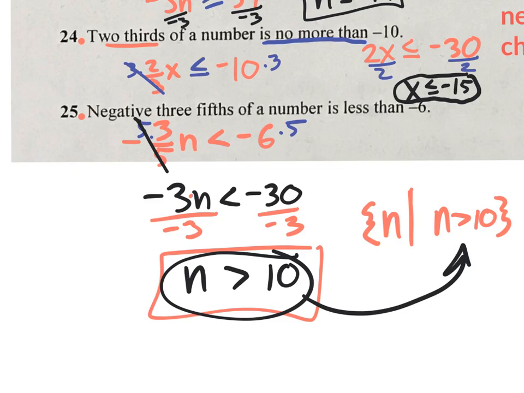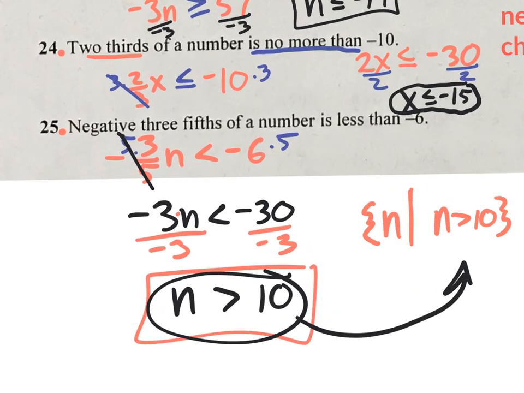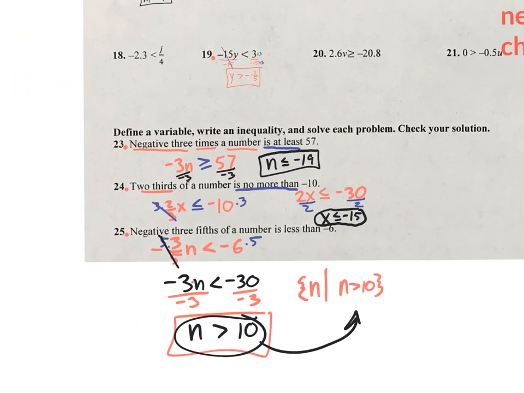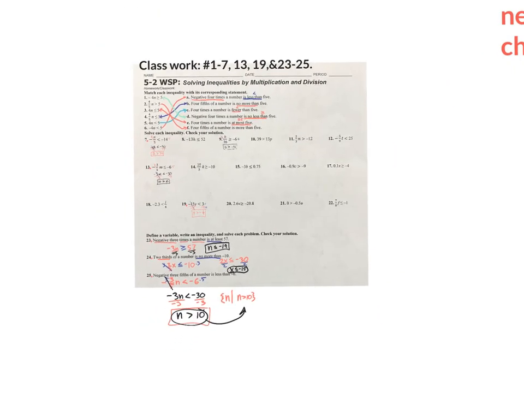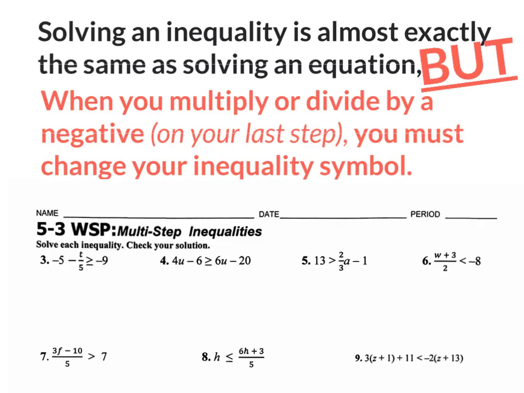Okay. So there's definitely going to be a lot of this on the quiz tomorrow, but we do need to turn to the next page, 5.3. There's going to be a lot of that tomorrow. And that's a lot more challenging, 5.3 WSP, because it's multi-step inequalities. As a matter of fact, I want to end this video here, and we're going to start a new video for WSP 5.3.